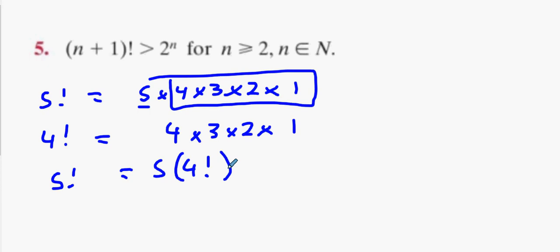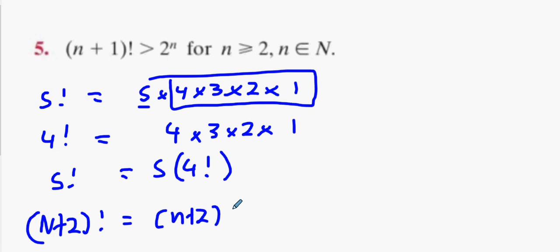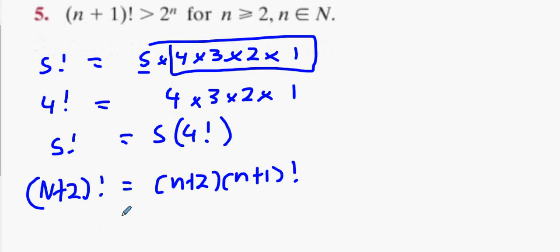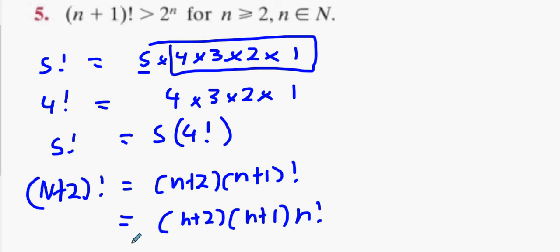Now, an example. If I had (n plus 2) factorial, what could I write that as? (n plus 2) by (n plus 1) factorial. I could write it as that. That's perfect. What else could I write it as? I could write it as (n plus 2) multiplied by (n plus 1) multiplied by what? Does anybody have any questions about this part here?